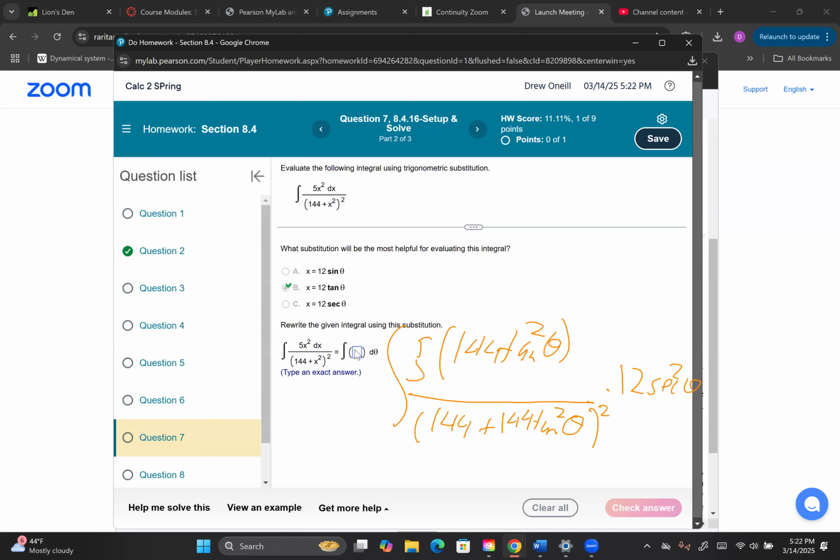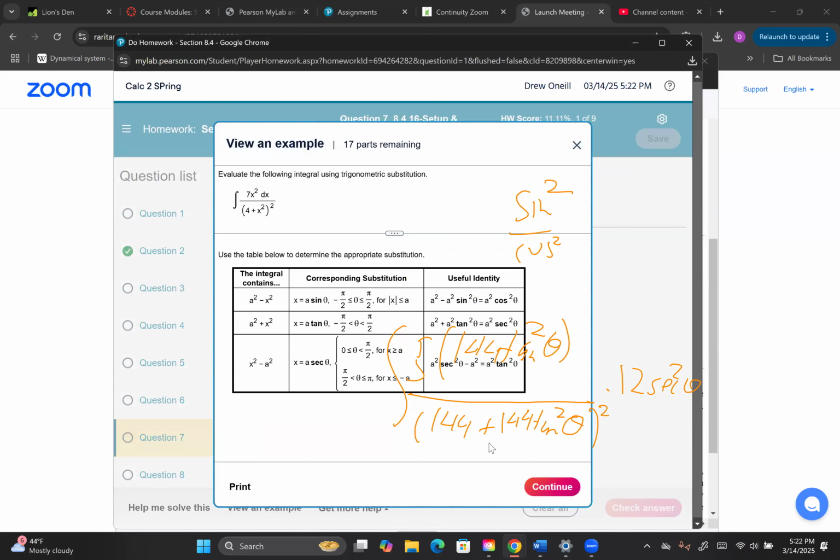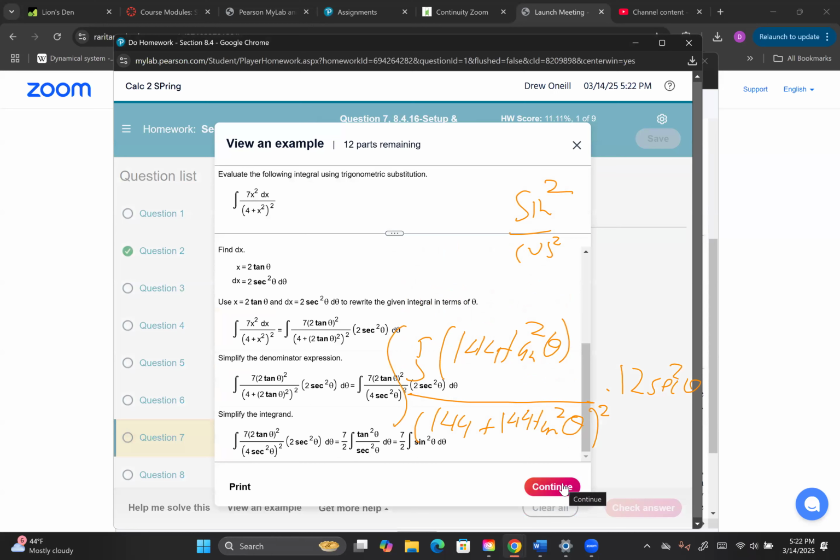I'm wondering if, see, tan squared is sine squared over cos squared. This is a gnarly problem. Let's look through the help. Why not? I'm wondering if I'm just not seeing something. There's 17 parts, yeah. So we should get to here. I want to see what they do once they get to that. Oh, these are different numbers, but whatever.